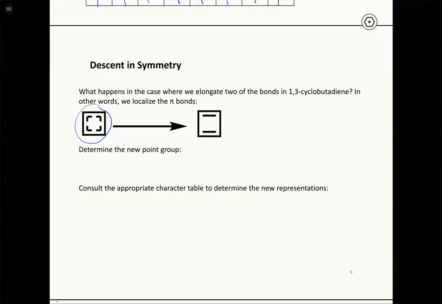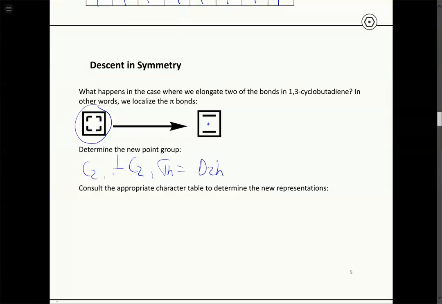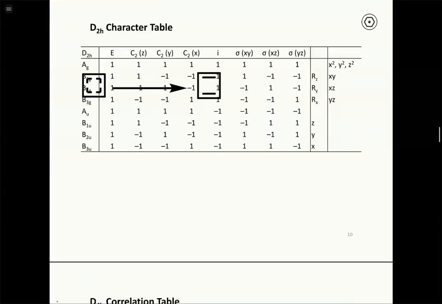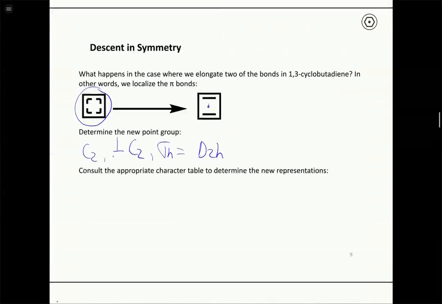So in the new point group we have a perpendicular C2, a set of perpendicular C2 axes and a sigma H. So this is again D2H. We just did this point group for ethylene. But if we're going to do descent in symmetry, we have to figure out which of the operations are preserved, so we can do the correlation correctly.